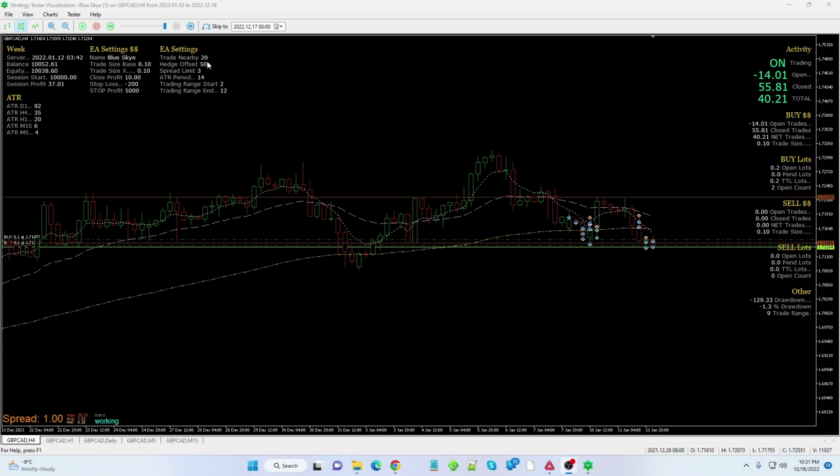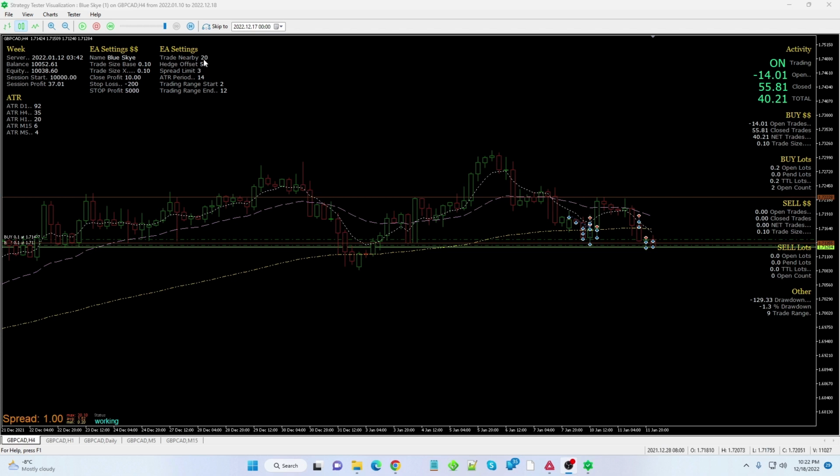So in other words, the trade nearby setting, which basically means that if all of your indicators are telling you it's a buy or a sell, whatever it is, don't make a trade unless it's at least 20 pips away from the other one. So that's where the grid part comes in. It's really creating a grid of trades that are 20 pips apart.